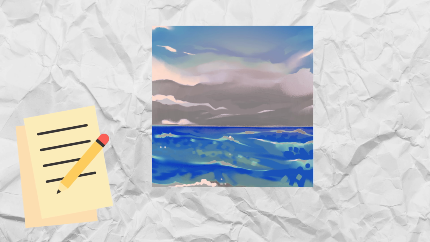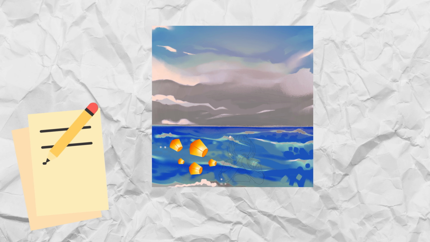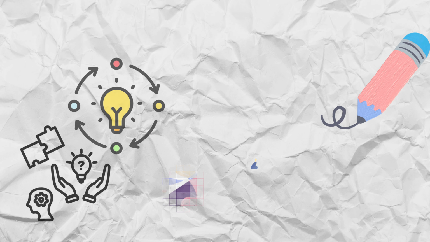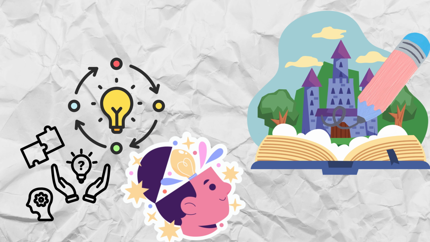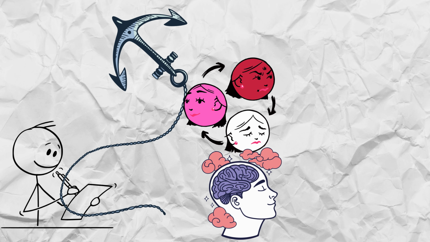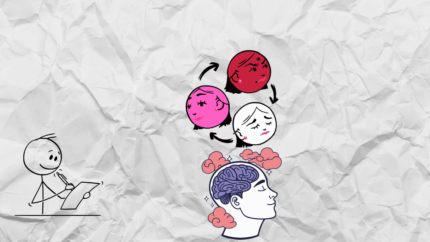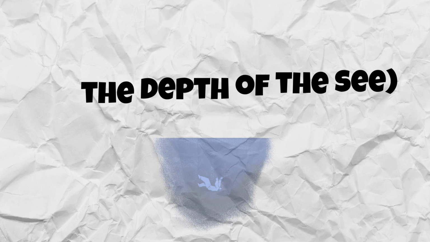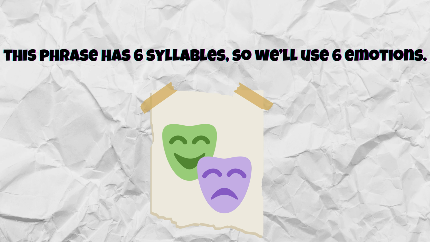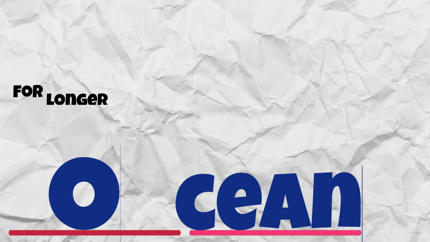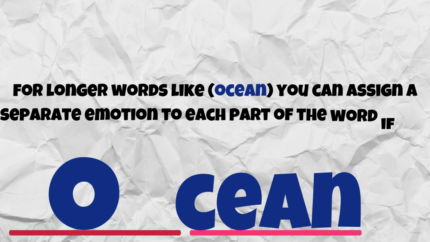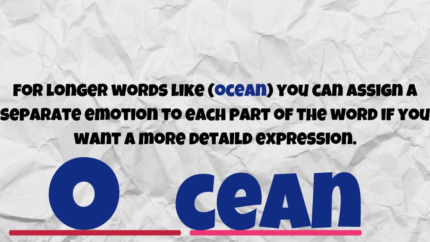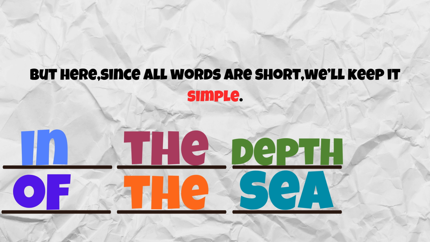Suppose you want to describe a sea where dreams are buried, a sea of lost wishes. First, it's a good idea to actually write that story down, because writing helps you anchor the emotion in your mind. Now, let's take the phrase, "in the depth of the sea." This phrase has 6 syllables, so we'll use 6 emotions. For longer words, like ocean, you can assign a separate emotion to each part of the word if you want a more detailed expression. But here, since all words are short, we'll keep it simple.